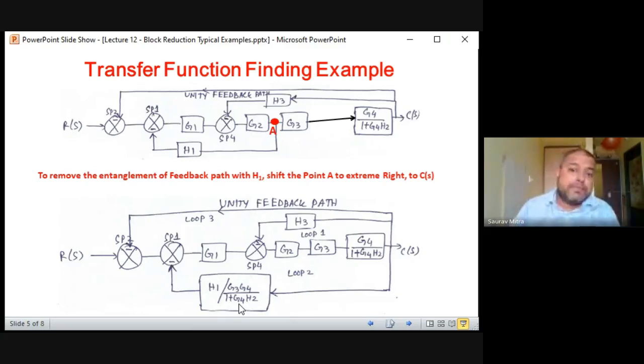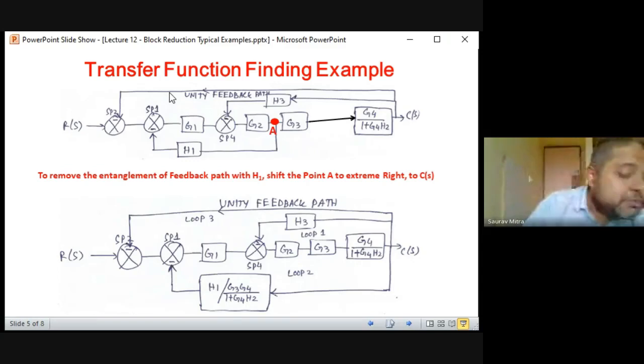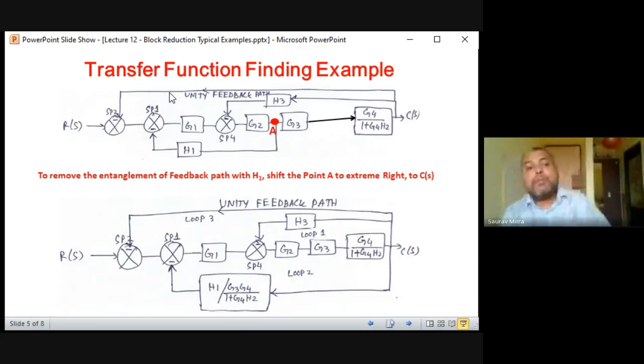So what was the first big thing? We had taken the unity feedback at the top. Second big thing was we had swapped the SP1 and SP2. So that swapping is done, and the entanglement is gone. Third thing is we have to shift this A point to the extreme right.